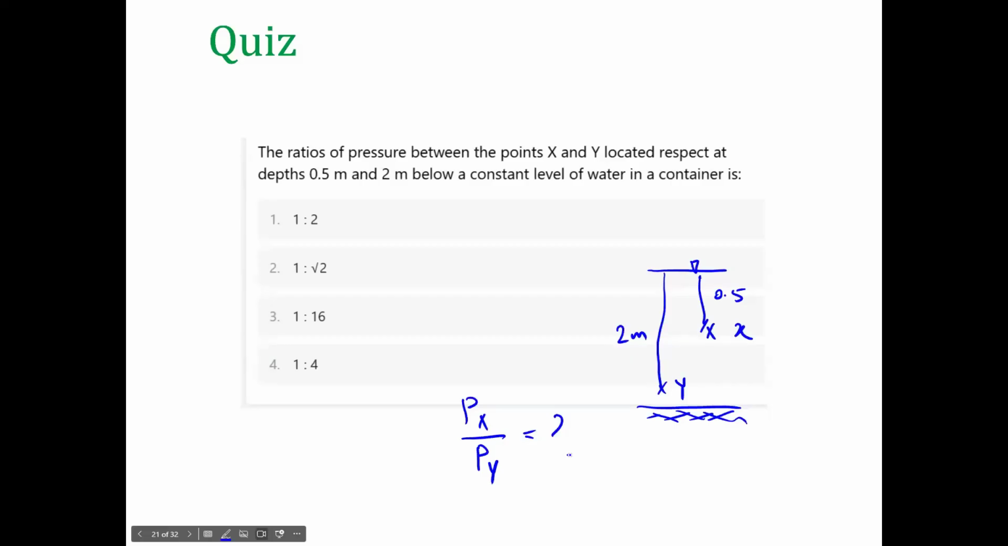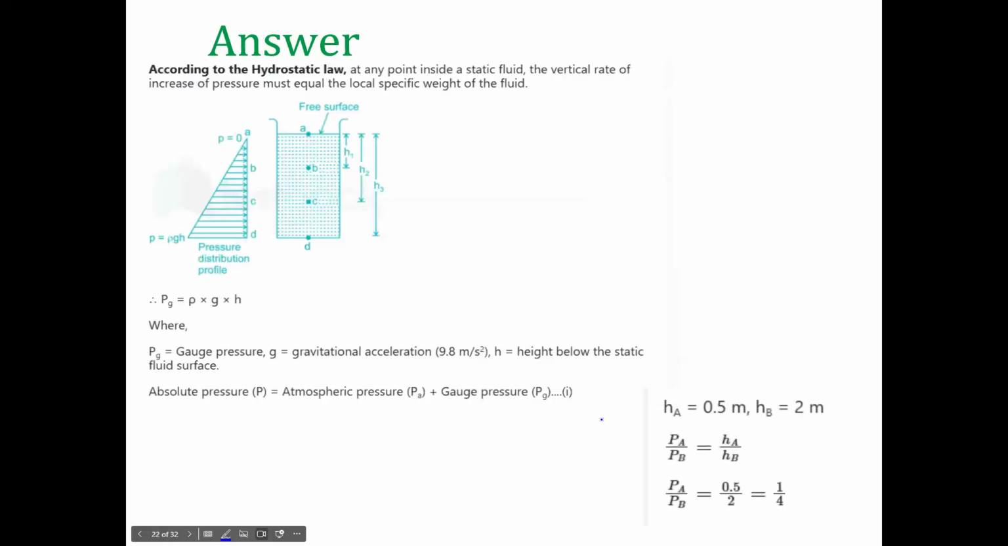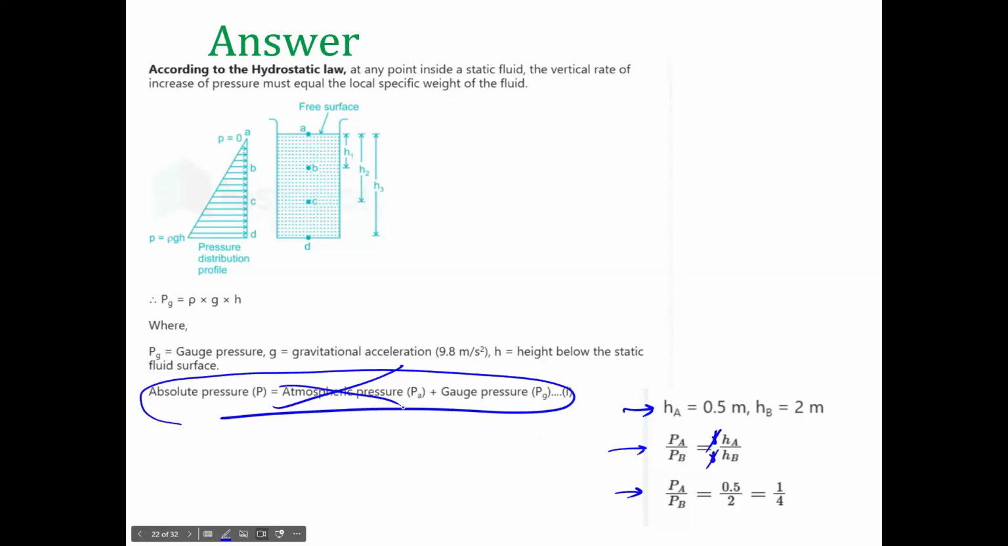That's the easiest one. 1 to 4, yeah. You just need to say gamma H, both water. So here is the solution. HA is this one, HB is this one, so you just need to find PA over PB. Gammas cancel out because both are water. So 1 to 4. You don't even need to take care of absolute and gauge pressure here.